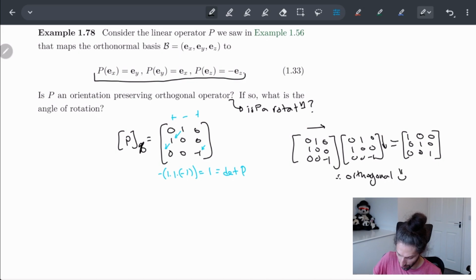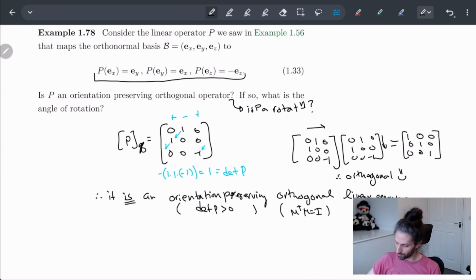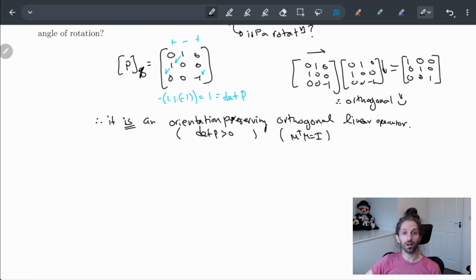Therefore it is an orientation preserving, determinant of P greater than 0, orthogonal, M transpose M equal to the identity linear operator. And therefore, this is a rotation. Therefore, P is a rotation, by Euler's rotation theorem.